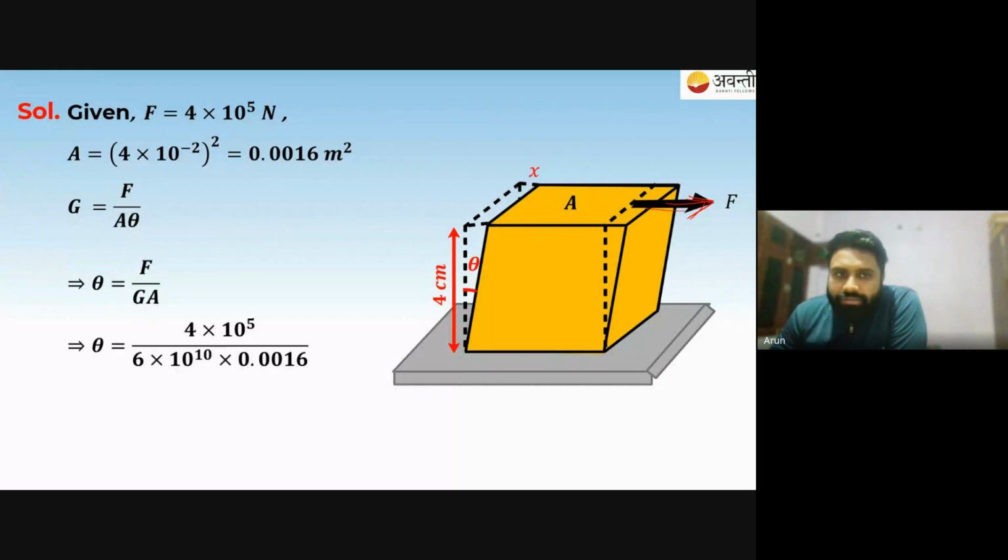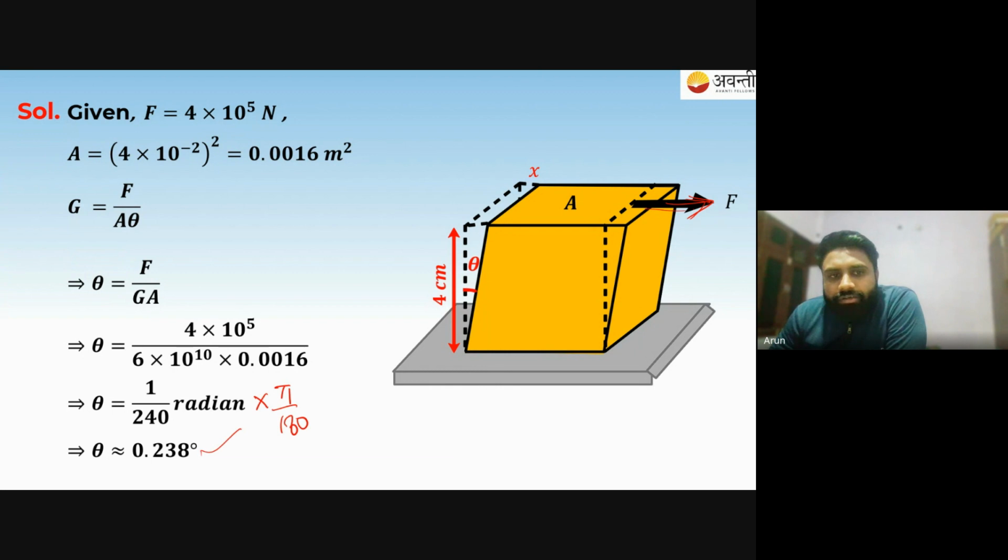This is F upon GA. Put the values and get the answer. So this is in radian. If you want to convert it into degree, you have to multiply it with pi upon 180. Then finally you will have 0.238 degree. Got it?